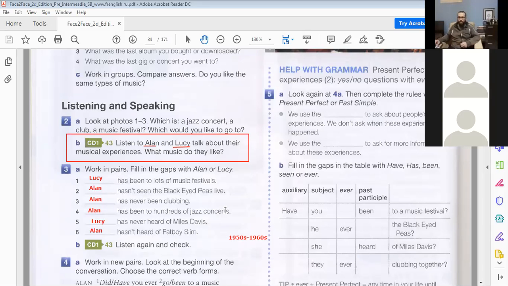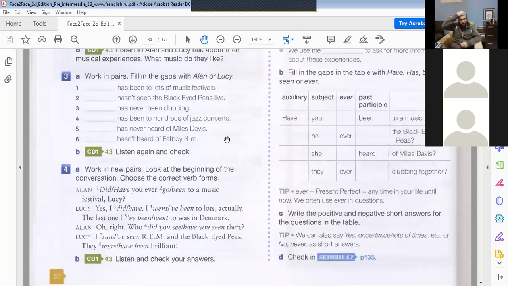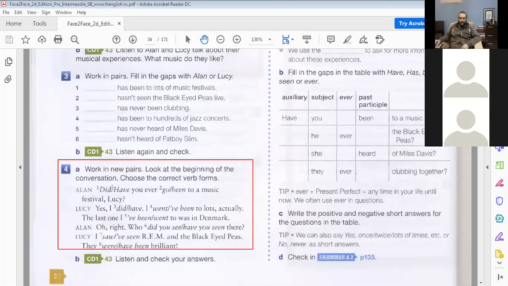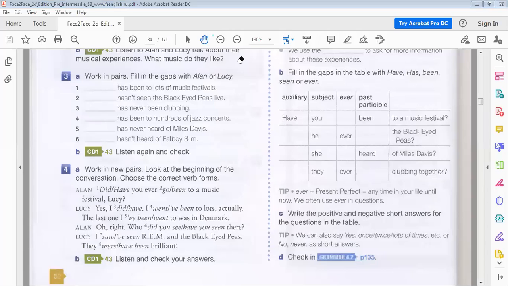Okay, now let's move on to the grammar part here, number 4. Here I want you to choose the correct verb form. Look at the beginning of the conversation and choose the correct verb form. You have two options in each question. You can choose between did and have, between go and been, and so on. Take a few minutes, choose the correct answer, and when you finish choosing, just tell me you're ready, and I can check your answers with you.